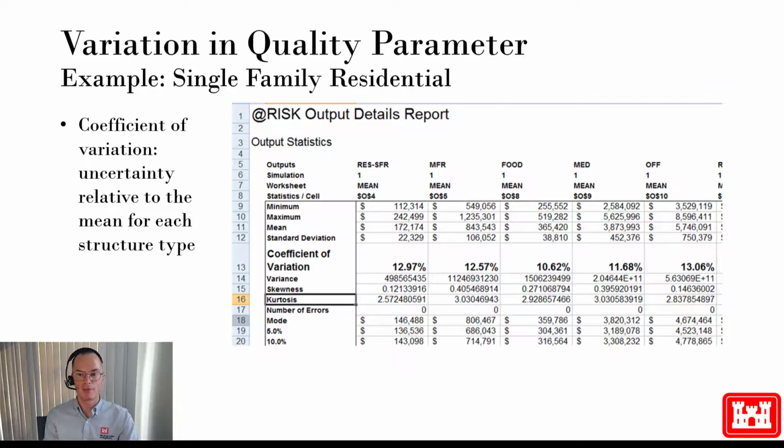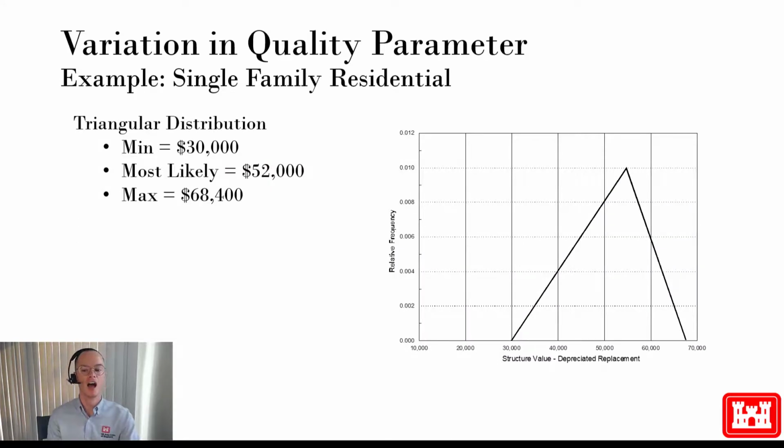We can use these parameters together with @Risk's Monte Carlo procedures to fully characterize the distribution of depreciated structure replacement value. From @Risk, we are particularly interested in the coefficient of variation, which is a measure of uncertainty, or standard deviation, relative to the mean for each structure type. On the right is the fleshed out distribution of depreciated structure replacement value with a minimum of $30,000, a most likely of $52,000, and a maximum of $68,400.